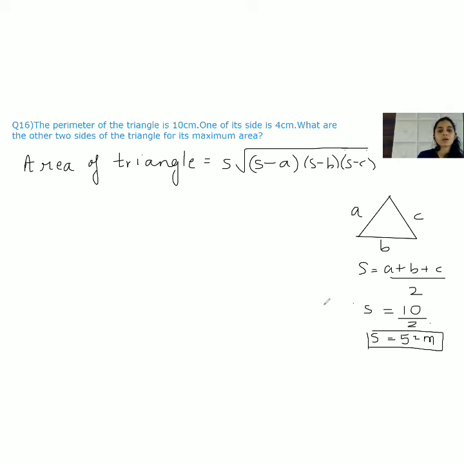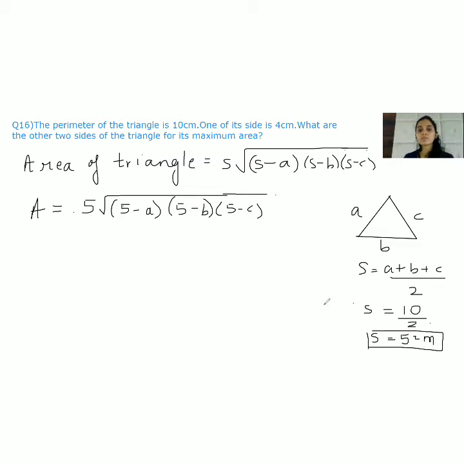Now the area of this triangle can be written as root of S bracket S minus A, that is 5 minus A, S minus B, that is 5 minus B, and S minus C, that is 5 minus C. Clear? Now what can we say about A? It says one of its sides is 4 centimeters. So I can write it as 5 under root of 5 minus 4, one side. I don't know the other two sides, so we'll leave it as it is for now.